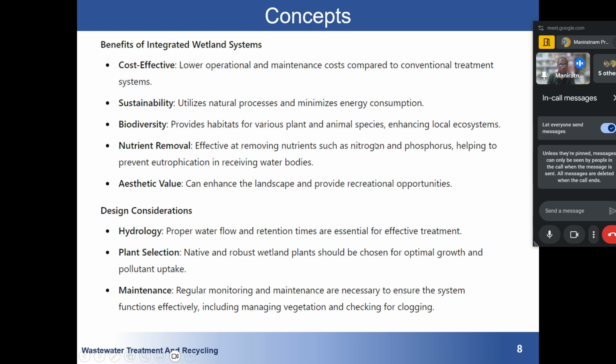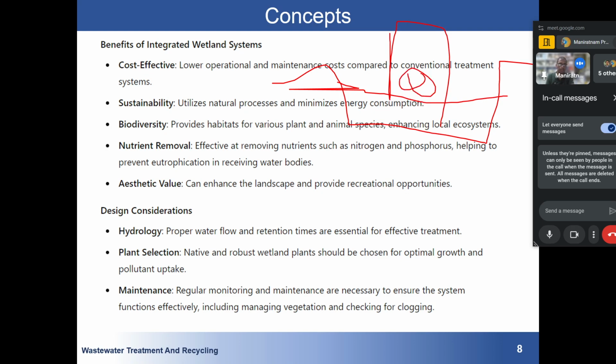So it's like in the plants where we have seen that our system was like this. Here gravels were there, and in between the plants were there. So some kind of vegetation and some kind of animal habitat can also occur here.